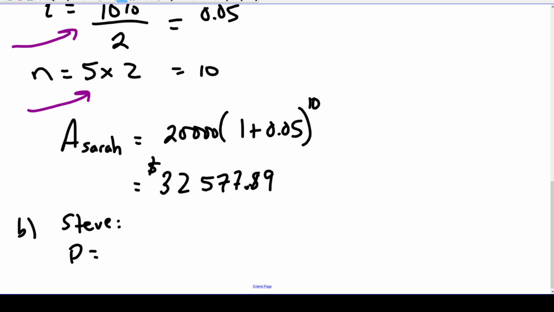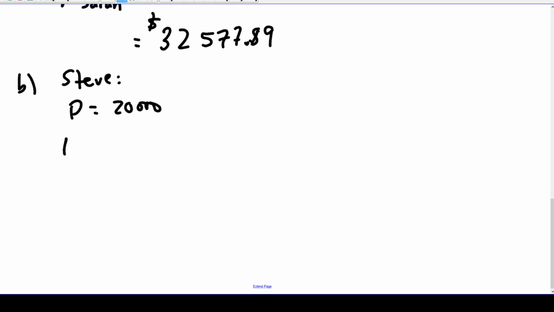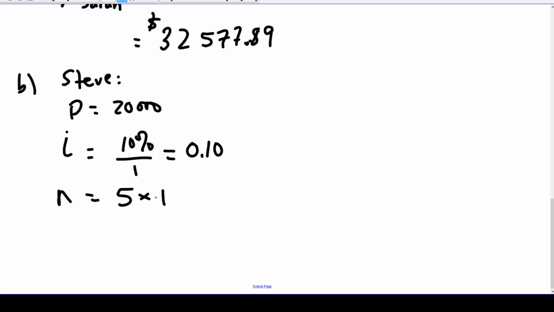So Steve's principal is still $20,000, same thing as Sarah. Steve's interest is calculated annually. That's just divided by 1, so that's just 0.10. Steve is investing for 5 years as well, but it's times 1 payment per year. Most students, when it's annually, won't even do this calculation, but I just want to show you what's going on.